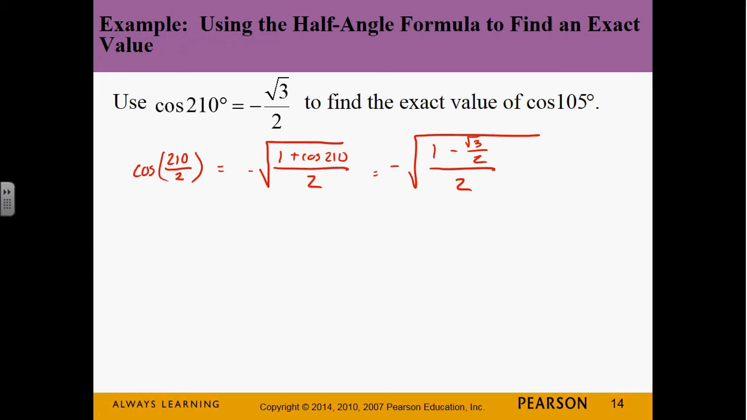Now that's a solution, but it's not the simplified solution, right? Because I've got a complex fraction in there. If I want to get rid of the complex fraction, I'm going to multiply everything by the common denominator. Root 3 over 2 is the only fraction involved in the complex fraction, so the 2 is going to be the common denominator. So I multiply this by 2, I multiply this by 2, and I multiply this by 2. That's going to give me negative square root of 2 minus the square root of 3, because that 2 cancels out, and then over 4.